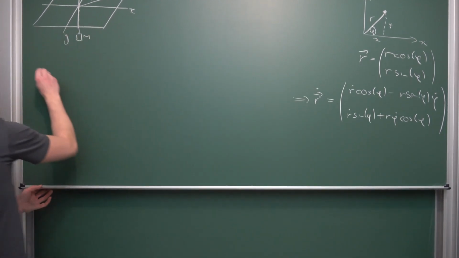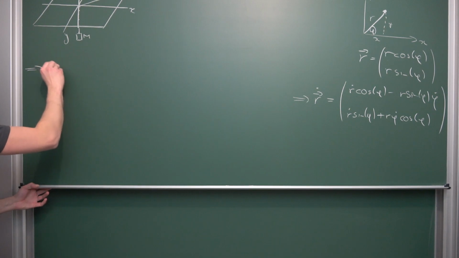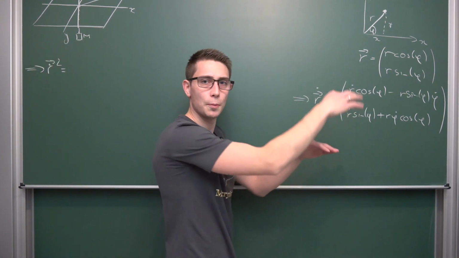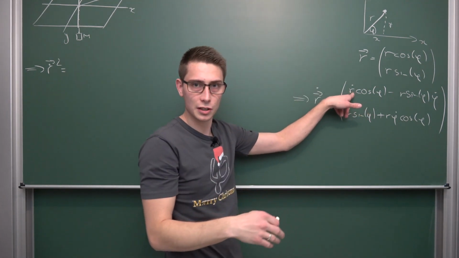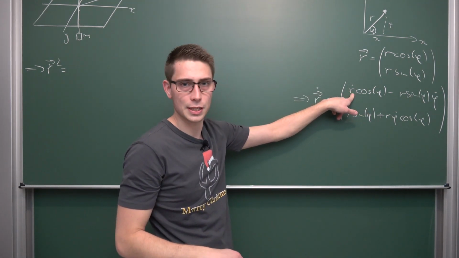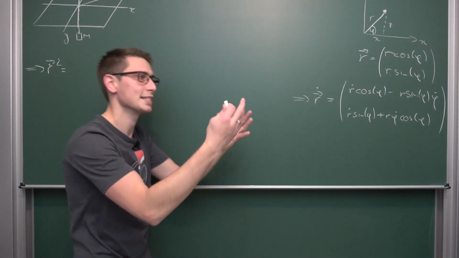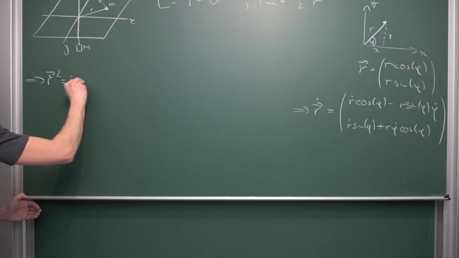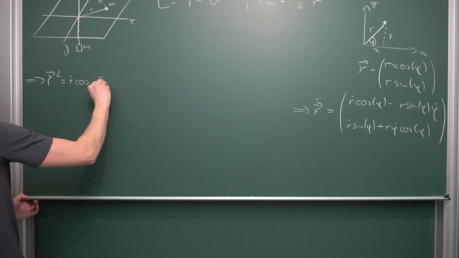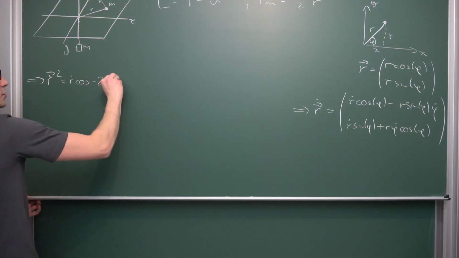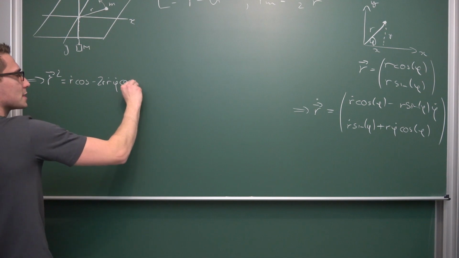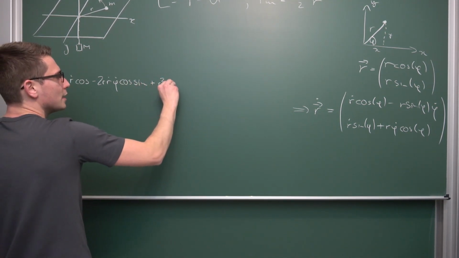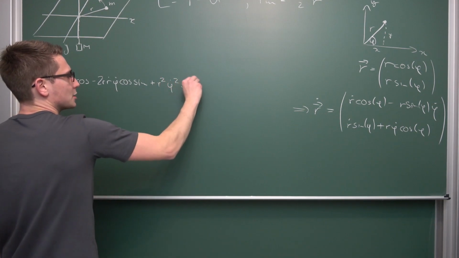Meaning overall, if we have the r dot vector squared, it's going to turn out to be, and I'm going to put this under each other, each entry squared, because it's going to make more sense, it gives a better overview. So squaring the first one is r dot squared times the cosine squared, and then negative 2 times r dot times phi dot times the cosine times the sine, and then positive, and now we are going to get r squared phi dot squared times the sine squared.